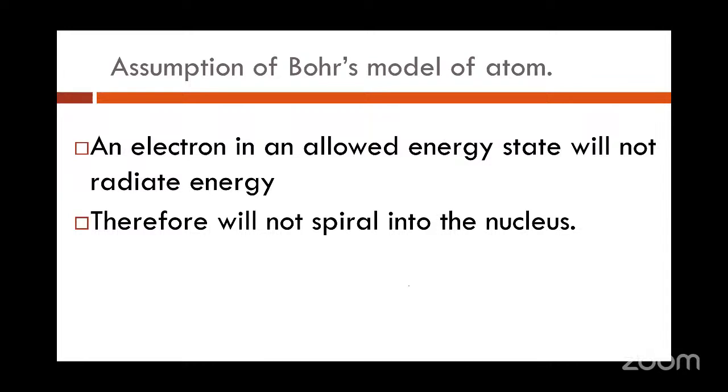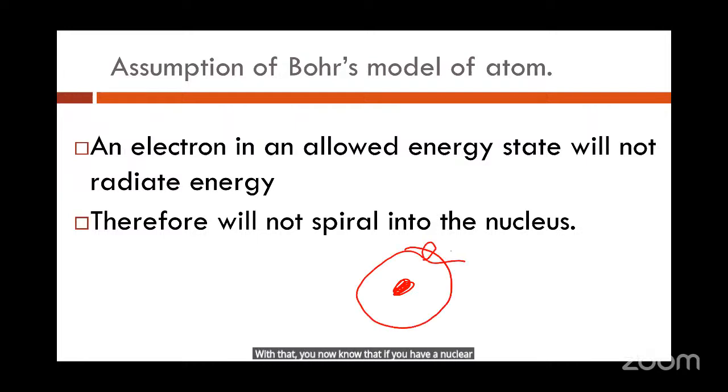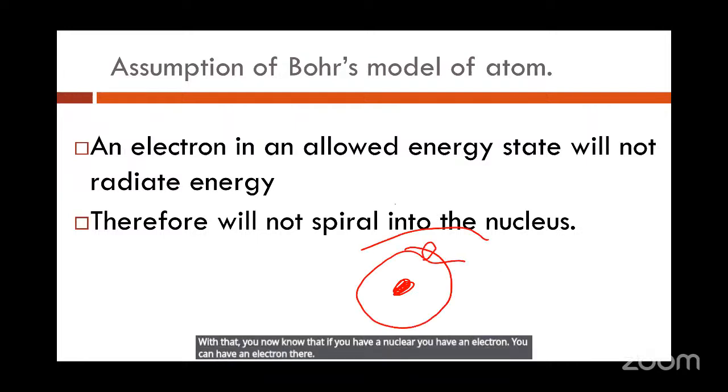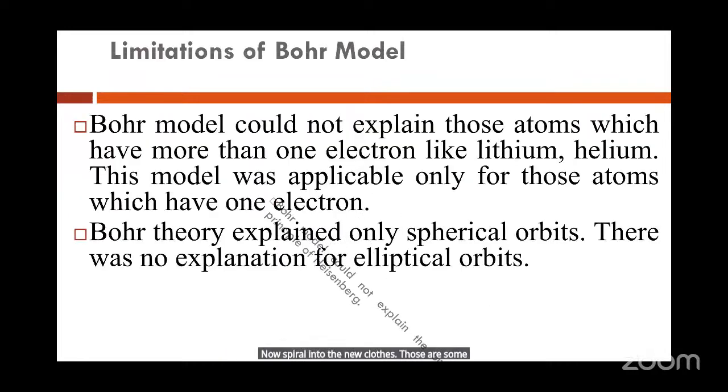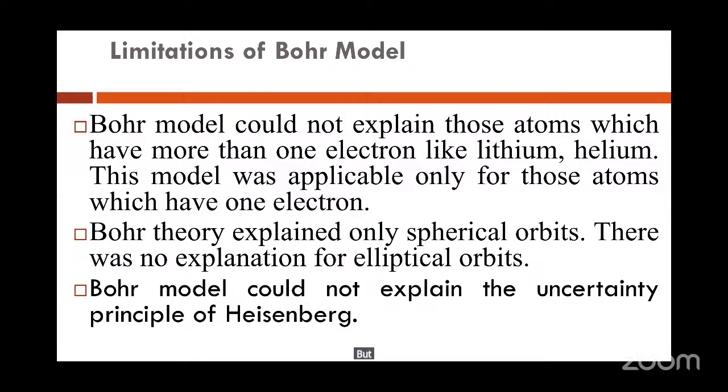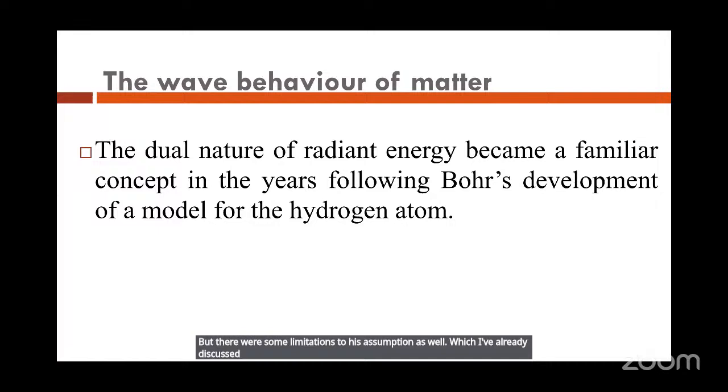With that, you now know that if you have a nucleus, you have an electron, and you can have an electron there. If you have another shell, you can have another electron revolving around it, and that they are not losing energy to the extent that they will now spiral into the nucleus. Those are some of his assumptions. But there were some limitations to his assumptions as well, which I've already discussed. So I'm not going to bother myself.